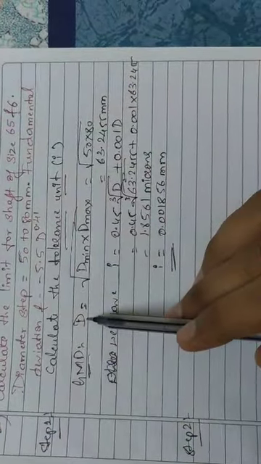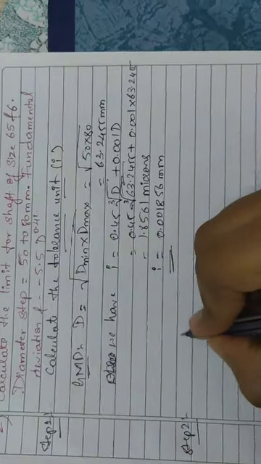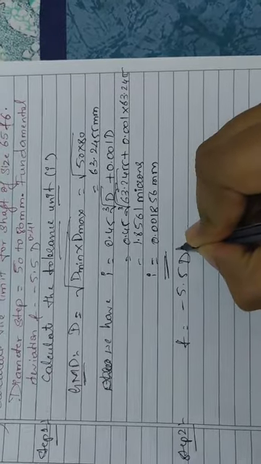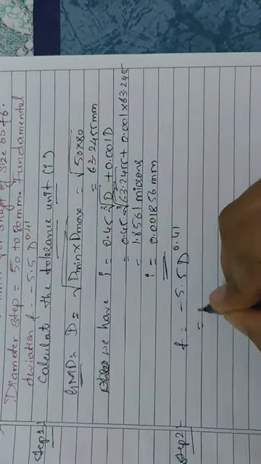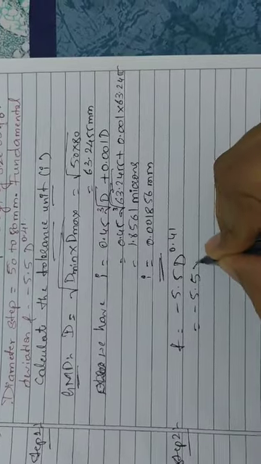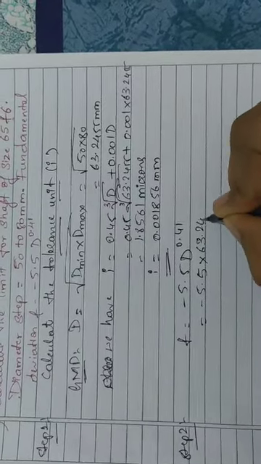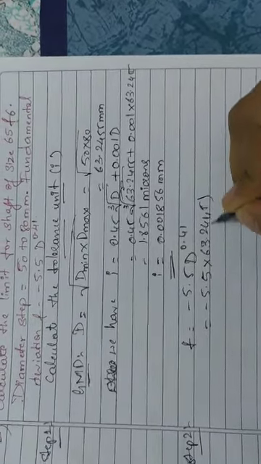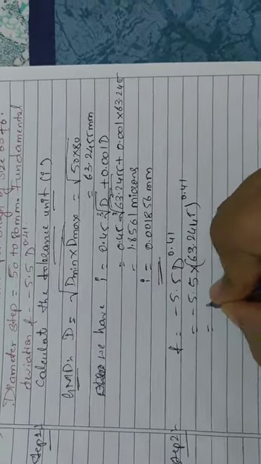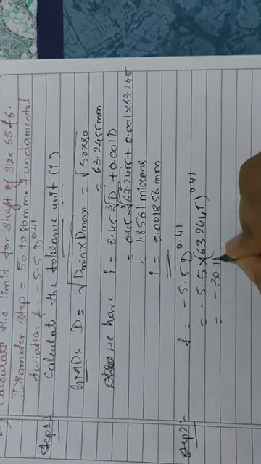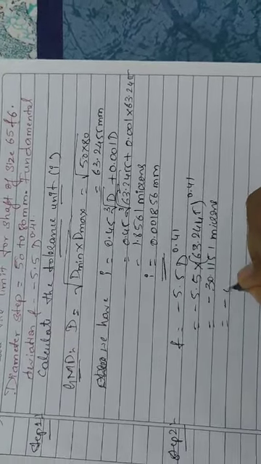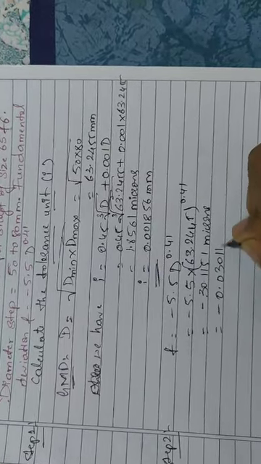We have found the geometric mean diameter D, and that value you have to substitute here. So small f is equal to minus 5.5 into 63.2455 whole to the power of 0.41. The value we get is minus 30.1151 microns. We have to convert that into mm: minus 0.03011 mm, which is the fundamental deviation value.